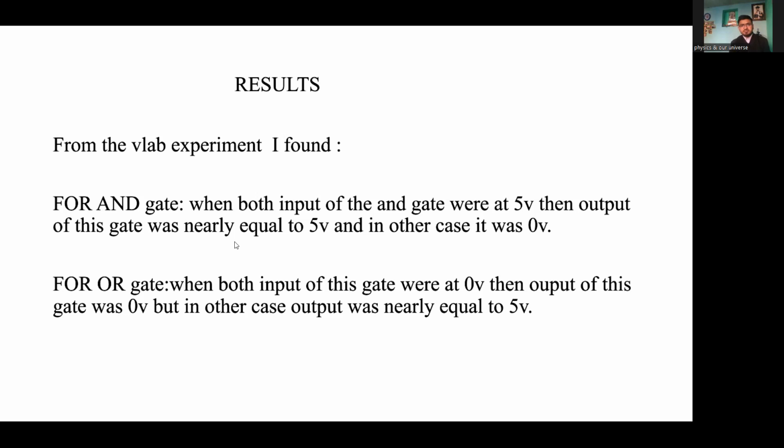And for the OR gate, when both inputs are 0 volt, the output of this gate is 0 volt. In other cases, we get a high output, that is nearly 5 volt, because I already showed you previously that we are using a 5 volt battery in that experiment.